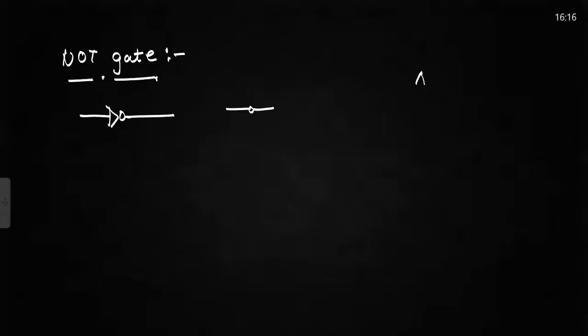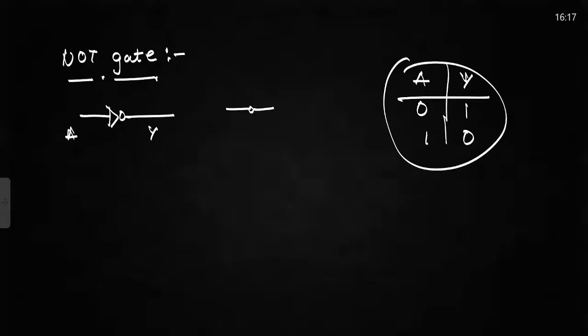Now let us understand the NOT gate. What is the representation of the NOT gate? This is the NOT representation, or you can simply represent it like this also. What my NOT gate suggests is, it will have only one input, A and Y. If my input is 0, my output will be 1, and if my input is 1, then my output will be 0. So this is my NOT gate.